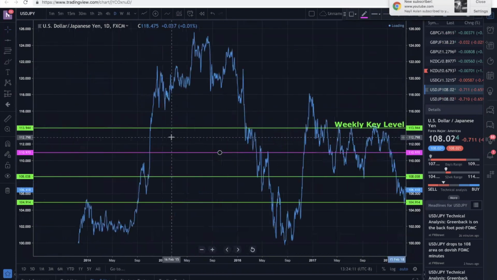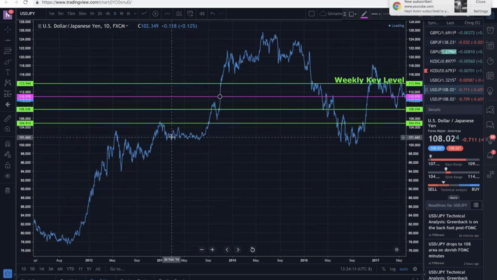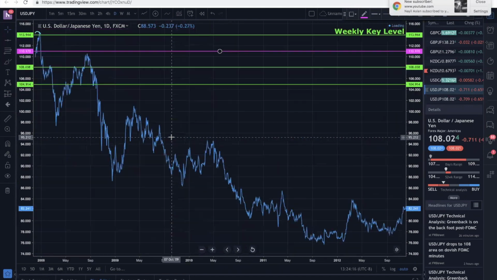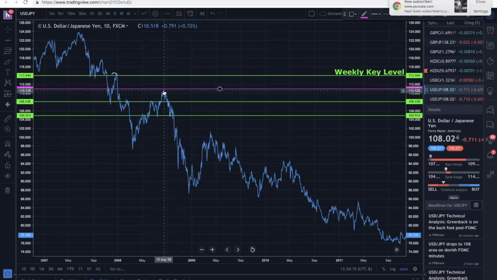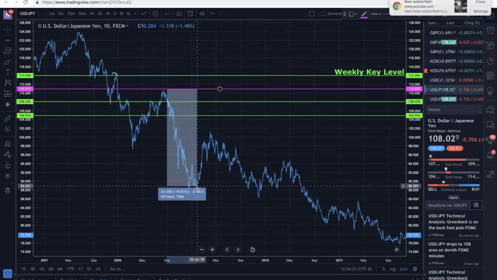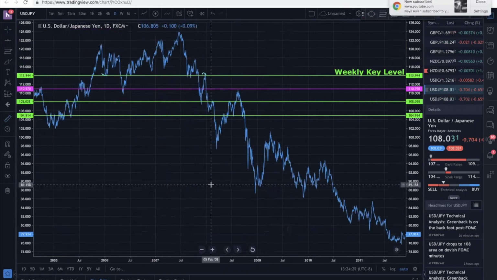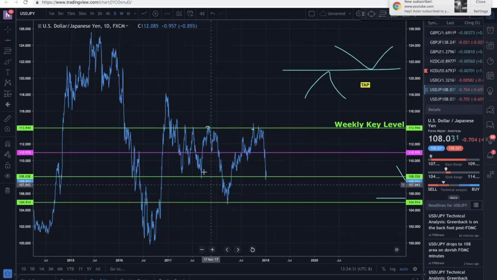Let me look to my left and see if there's any other times that price reacted at this level. Okay, I see some good, strong rejection here. Let's see how big that drop was. Okay, over 2,000 pips. Good, okay, good. So I definitely have enough data right here.